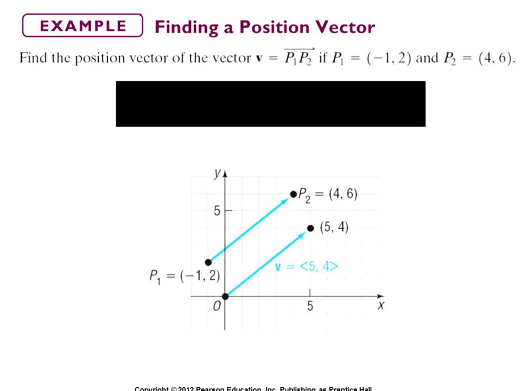So I have this vector P1, P2, and notice it's not starting at the origin, but I want to make it start at the origin. So I say, okay, well, my new vector is equal to y2 minus y1, and x2 minus x1, so it's 4 minus 1, comma, 6 minus 2, right? So it would be 5, comma 4, just like it says. So 5, comma 4. That's my position vector.